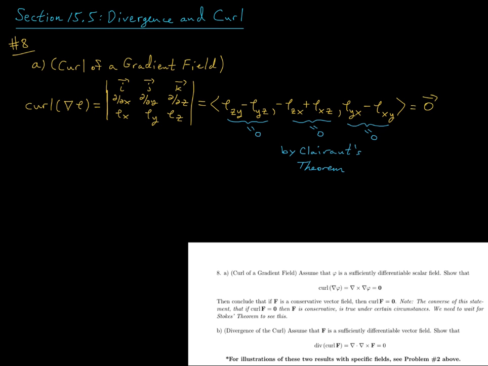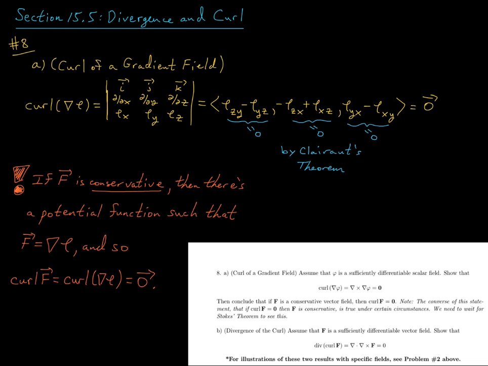All right, so that is it. Now, the problem goes on to say, conclude that if F is a conservative vector field, then its curl is 0. Well, that follows immediately, because if the vector field capital F is conservative, then by definition there's a potential function phi such that F is the gradient of phi. So if I take the curl of F, I'm really just taking the curl of the gradient of phi, which we just proved is equal to 0.